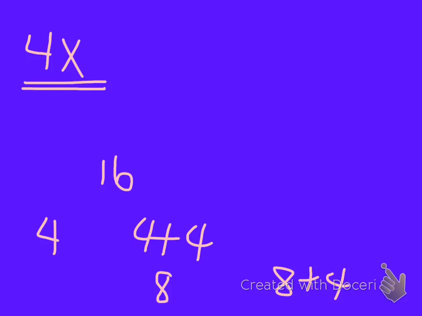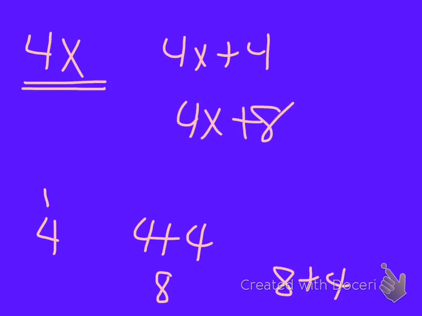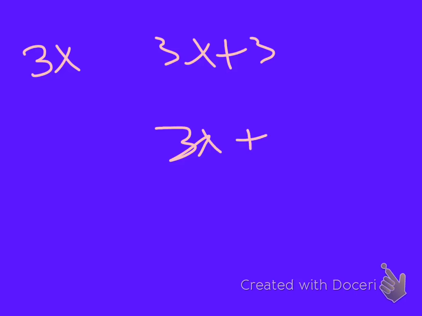So that one is 4x plus 4. When's the next one? We're going to stick with the 4x. When I was at 4 here, this was my first one, and I added 4 to it. And the next one I added 4 more to it, which was like adding 8. So the next one would be 4x plus 8. We could do that with all multiples. If I did multiples of 3, I'd have 3x and 3x plus 3, and then 3x plus 6.